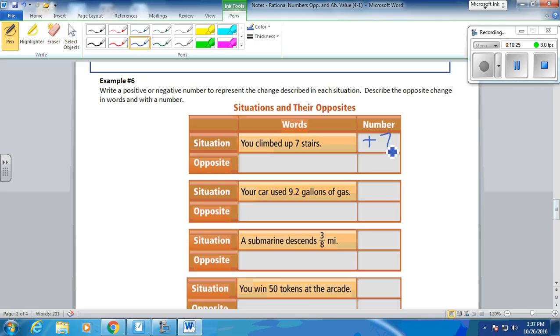So the opposite of that would be you walked down 7 stairs. So that would be -7. So again, the negative sign is showing the direction of going down. So the next situation, your car used 9 2/10 gallons of gas. We lost 9 2/10 gallons, so that would be -9 2/10. So the opposite would be to fill the tank with 9 2/10 gallons. And that would be a positive 9 2/10.